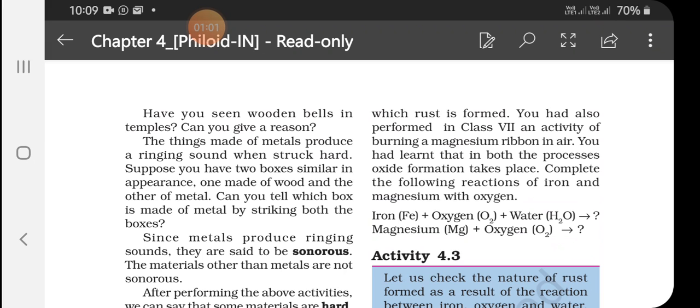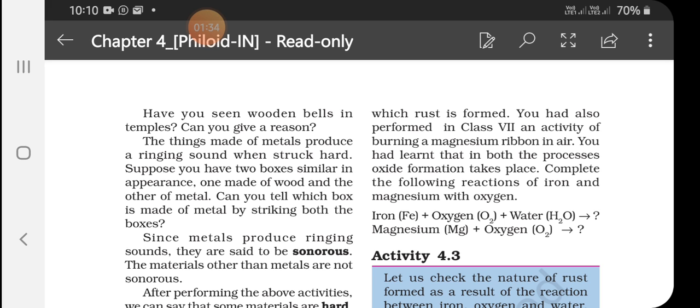The formula will be Fe2O3.H2O. This is the formula of rust. What is the formula? It is Fe2O3.H2O. Whenever any metal comes in contact with oxygen, it gets oxidized and forms an oxide. For example, when magnesium comes in contact with oxygen, it forms magnesium oxide, the white ash-like substance which is formed by the combustion of magnesium ribbon.